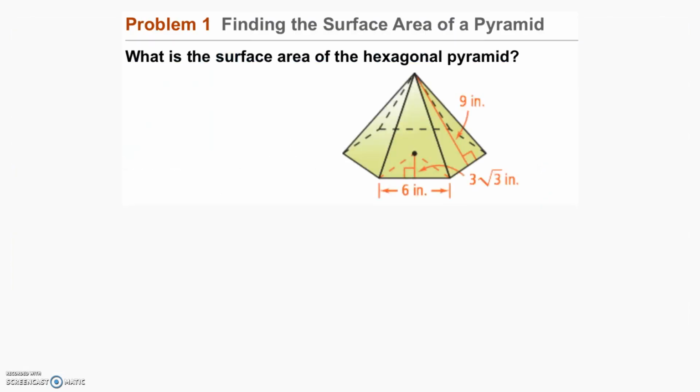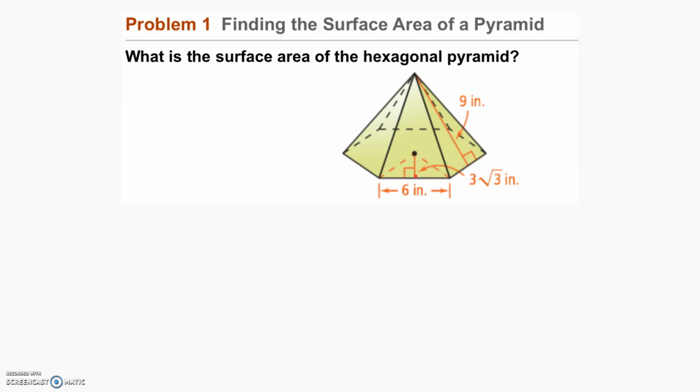This is a hexagonal pyramid. There's a lot of information going on here. I just want to point out a couple things. First of all, this here is the base edge, 6 inches between here and here. Knowing that this is a hexagonal pyramid, the bottom's a hexagon, so we have 6, 6, 6, 6, 6, 6, and the perimeter is going to be 36, 6 times 6.